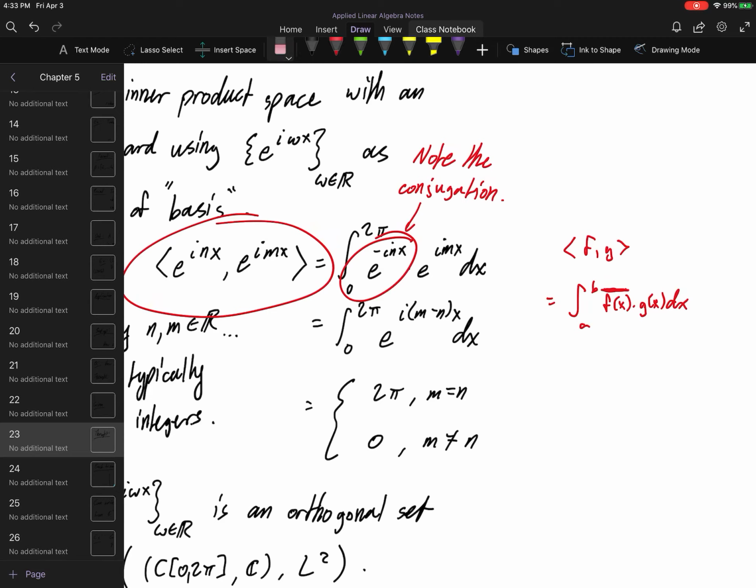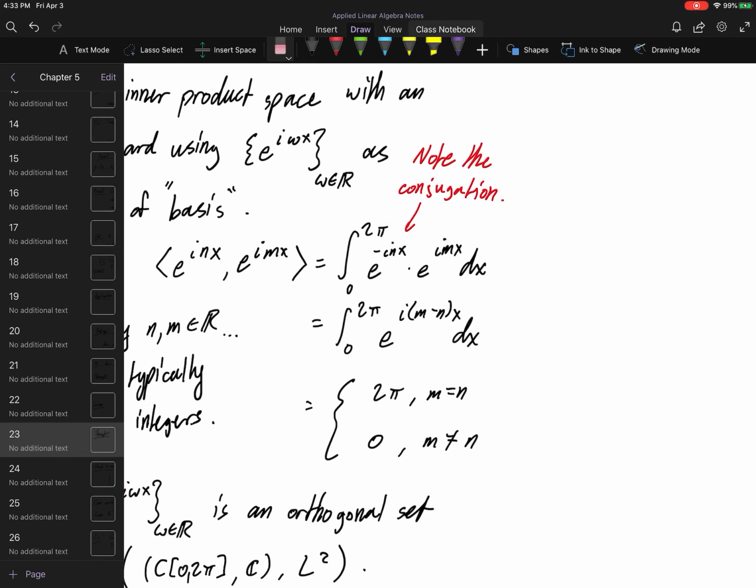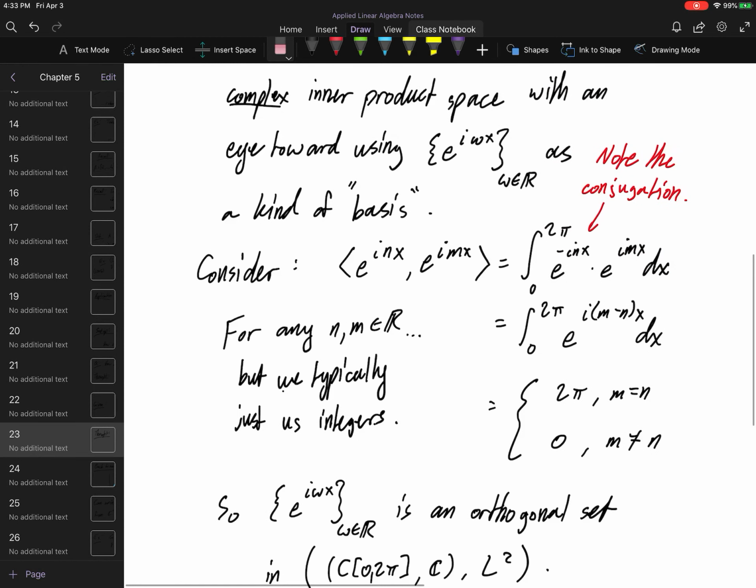You can do this so that it's on the second function, but the point is that you should do it on exactly one of these functions, but not both. To see why, feel free to ask me during class. But I will go ahead and just take this on faith right now that we have an inner product that works in a complex inner product space.